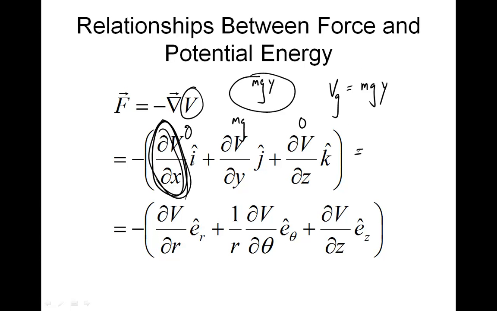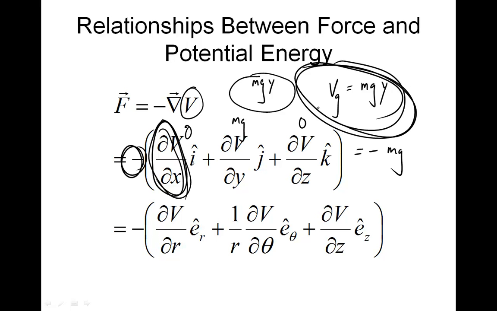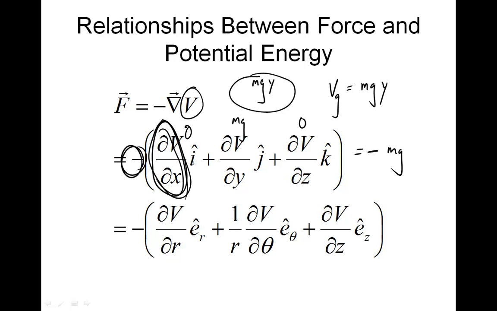And so when I finish this, I get a minus sign right there, minus mg. So if this is my potential energy, when I take the del operator acting on this value, I'm going to get mg, and then put the minus sign out front. So that's the force. If this is my potential energy, the force that gives me that potential energy must be minus mg. And that's the force due to gravity.